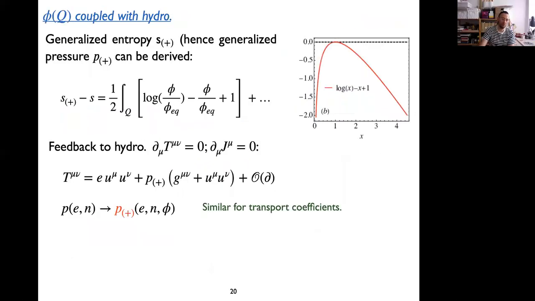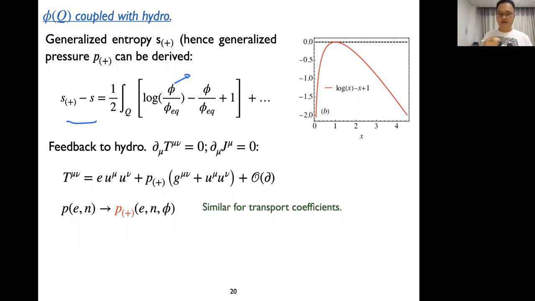So now let me try to talk a little bit about the generalized entropy, S plus. Our goal here, what I am writing down here, is the difference between the entropy plus and the equilibrium entropy, and express this as a functional of the slow modes. What is nice is that if you work a little bit harder, you can actually derive this functional dependence. So let me try to just interpret it a little bit.